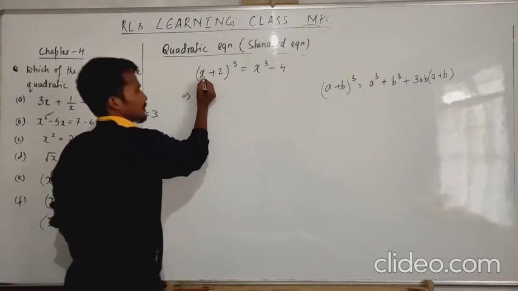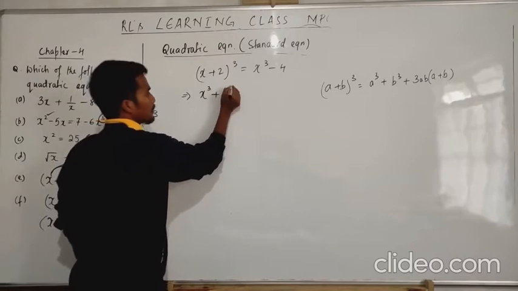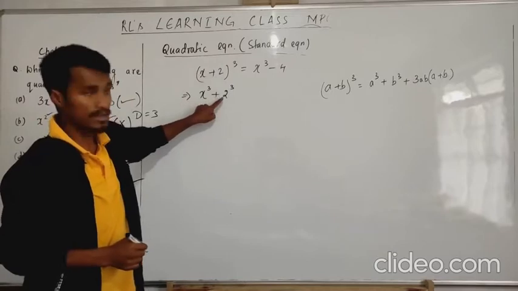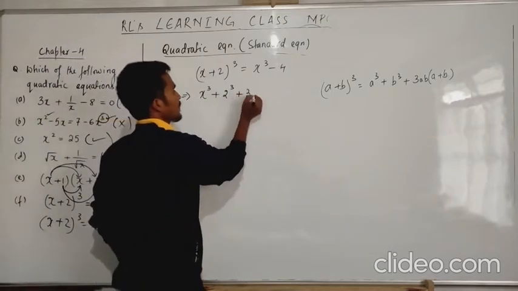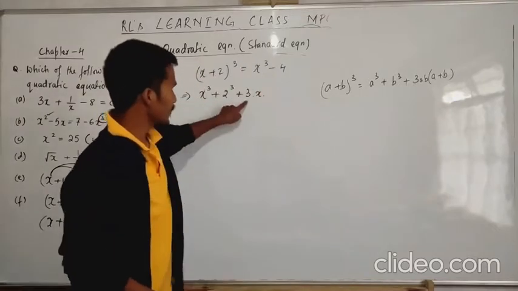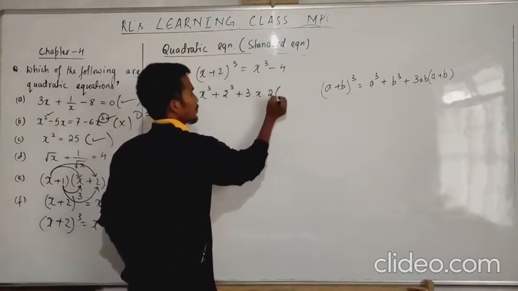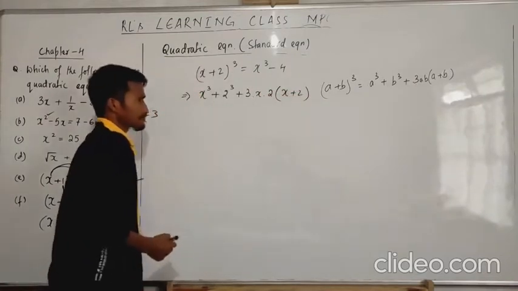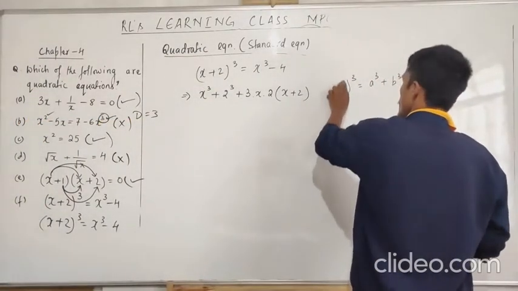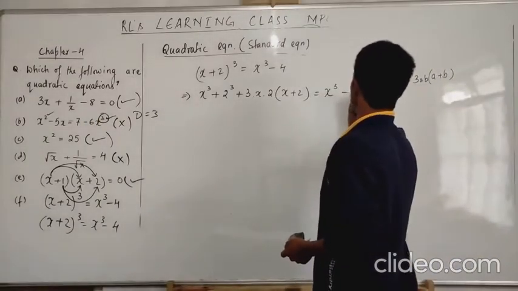Okay, then I'll use that formula. Here this x will be a, so we get x cube, then plus b cube, b here will be 2. Then plus 3, what is a here? x. This 3 is from this formula. Then 3ab, what is b here? 2, then a plus b. Then this is equal to x cube minus 4.